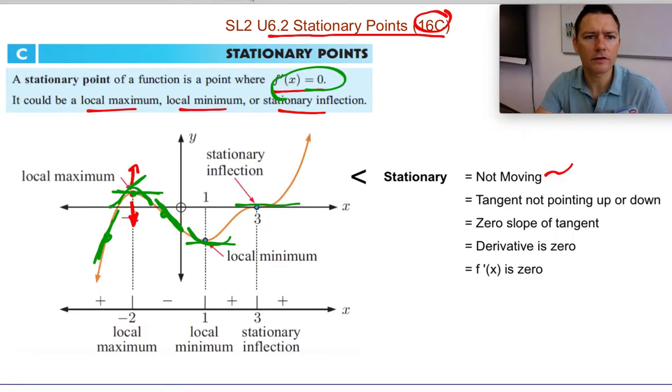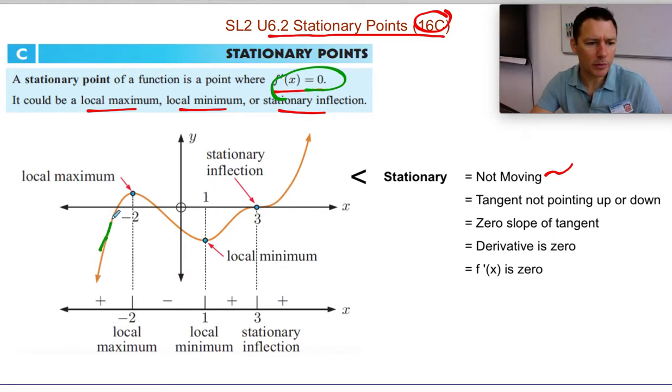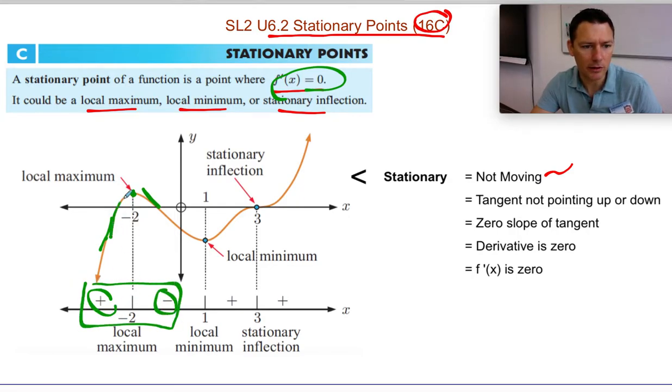Well, here, let's look at it on this side. With a local maximum, the slope here was positive, we go to a stationary point, and on the other side the slope is negative. So it goes positive and then negative around the stationary point, and that's indicative of a local maximum.